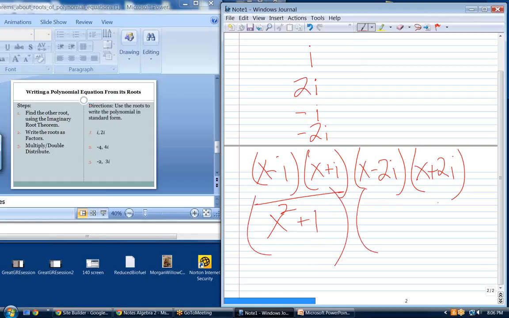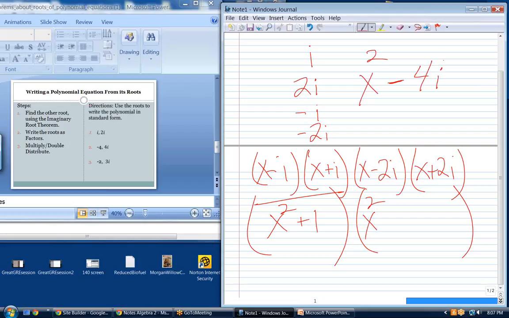Okay? And what do we get when we multiply these two together? That's also difference of squares. x squared minus (2i) squared, which is 4i squared, right? Which turns into negative 4. We're going to have x squared minus 4i squared. i squared is always minus 1. So it's x squared plus 4.